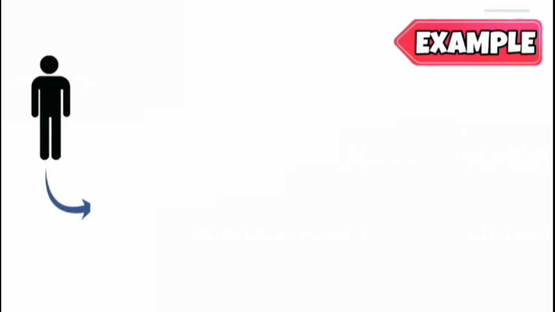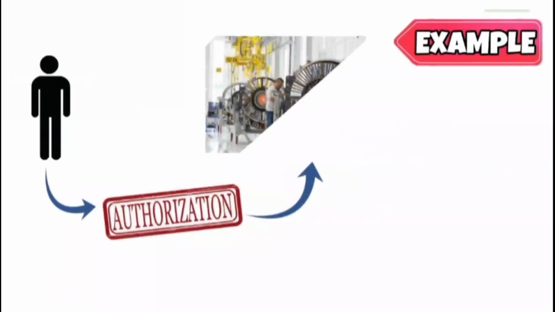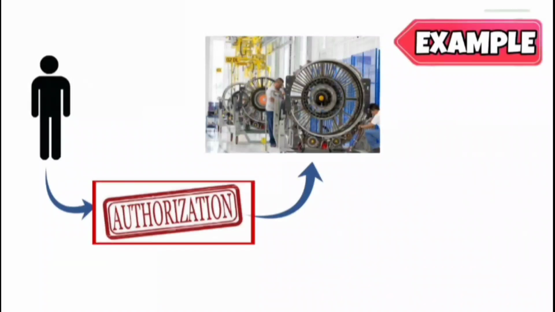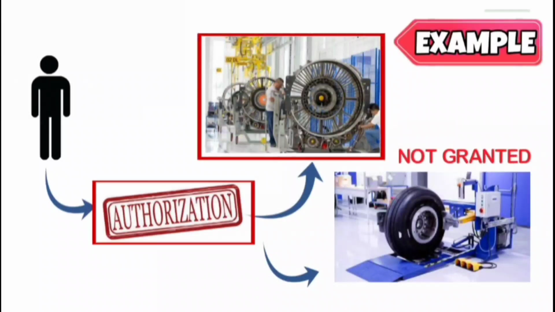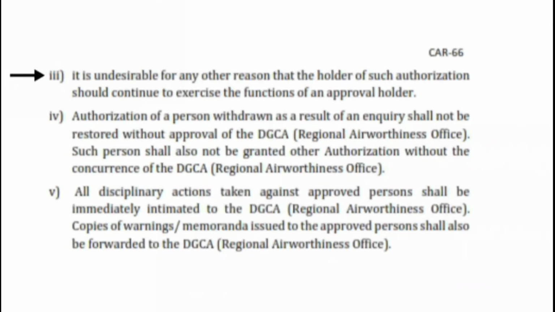Example, if a person was authorized to certify for engine workshop repair and he used this authorization and signed for a brake repair which was not granted to him, in this case his engine workshop repair authorization will be withdrawn. The next point says it can be any other reason where the organization feels the holder is undesirable to exercise this authorization.